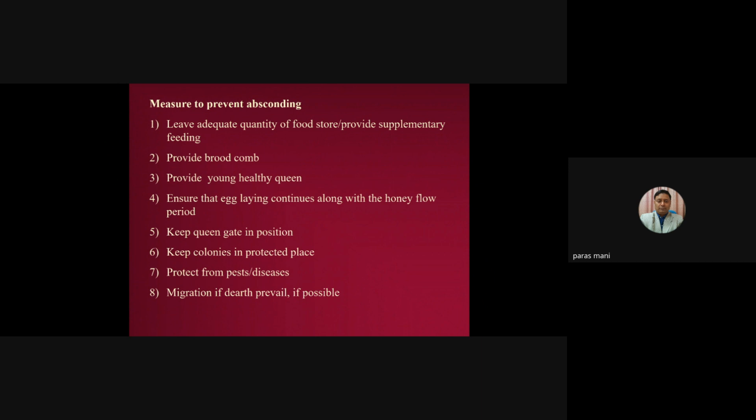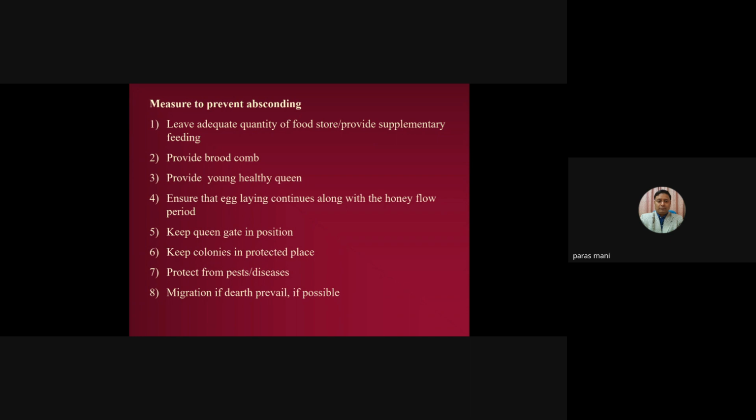Keep the queen gate in position. That is, if the queen leaves the colony, along with that, the worker bees will also leave the colony. So in such conditions, if you suspect that the colony may abscond, forcefully also you can keep the queen gate at the entrance of the bee box, so that the queen doesn't move out of the colony. Keep colonies in a protected place where the sun rays don't fall directly and there is no disturbance from wild animals or any other disturbance to the colony, and protect from pests and diseases.